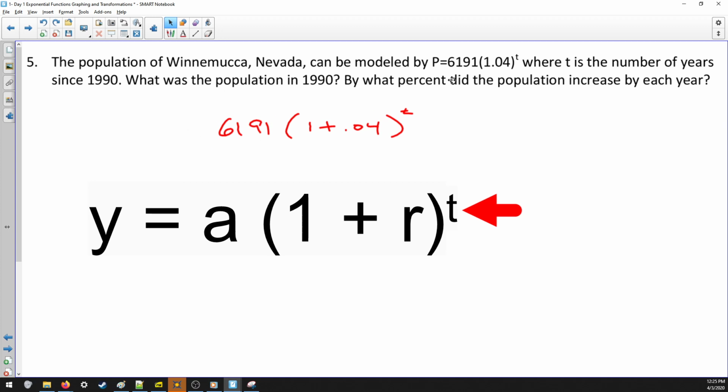By what percent did the population increase each year? Well, my model says 1 plus the rate written as a decimal, and my rate is 0.04. So we're claiming that this went up by 0.04 each year, and that's 4%. So the starting population was 6191, and it increased by 4% each year. This problem is really just checking that you can look at the model and summarize what those parts mean, if you're given your own model. So hopefully that answers that question.